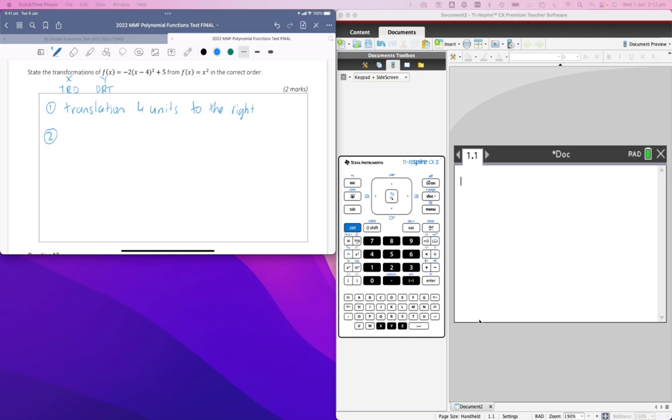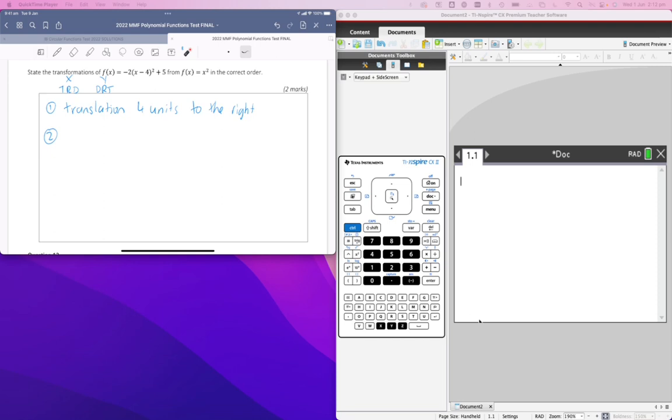Number 2, let me see now. I've done my translation. Is there a reflection? For there to be a reflection, there'd have to be a minus here, but there isn't, so there's no reflection. Is there a dilation? There'd have to be a number in front of the x, and there isn't, so there's no dilation. So we move on to DRT.